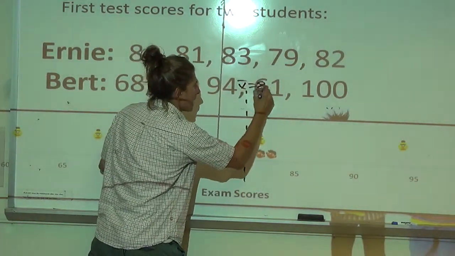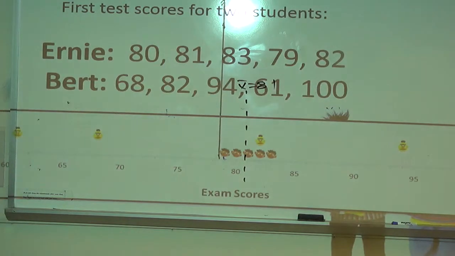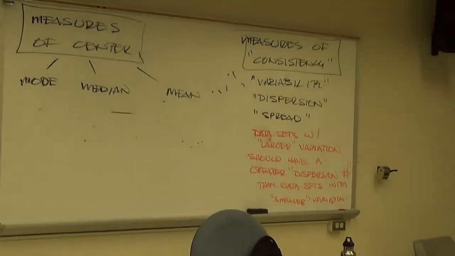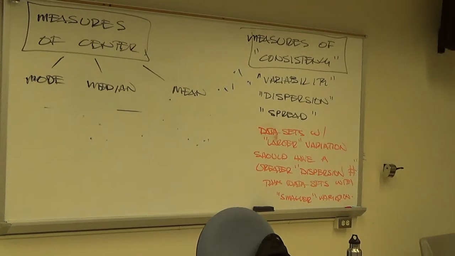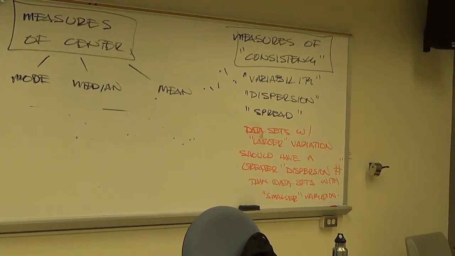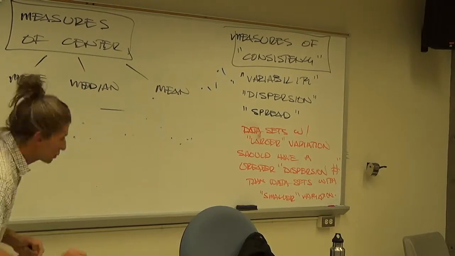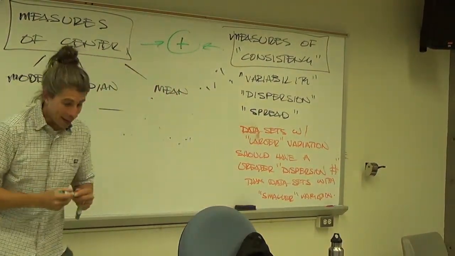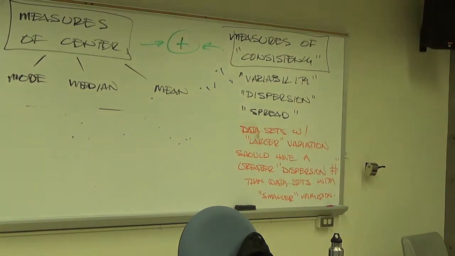X bar equals 81. Don't throw that away. Here's what I want you to think of. Over here, you've got measures of center and measures of consistency. I never want you to separate those two things from this point on. I want them to be fused. I want you to think of them together. I don't want you to separate them.